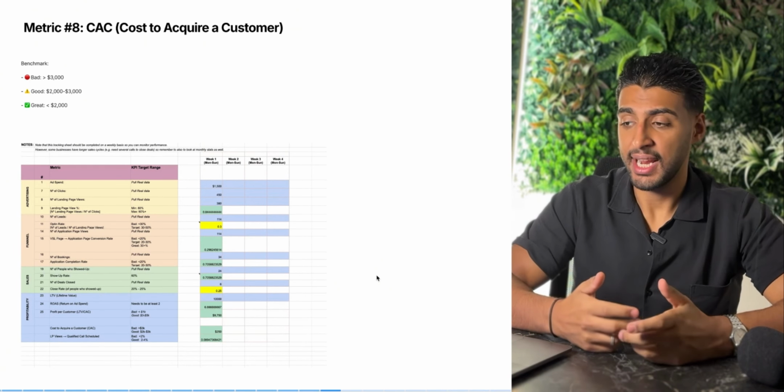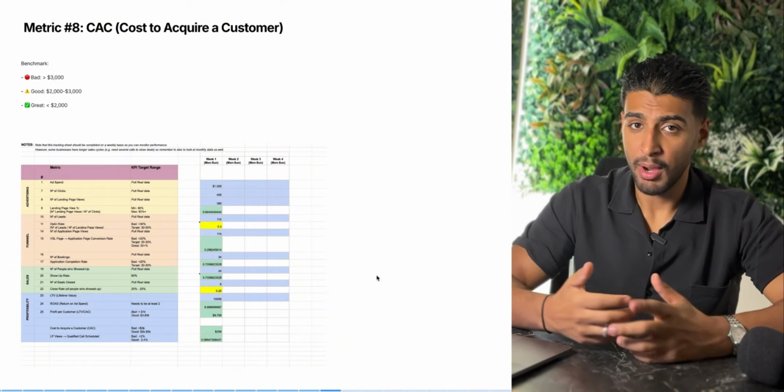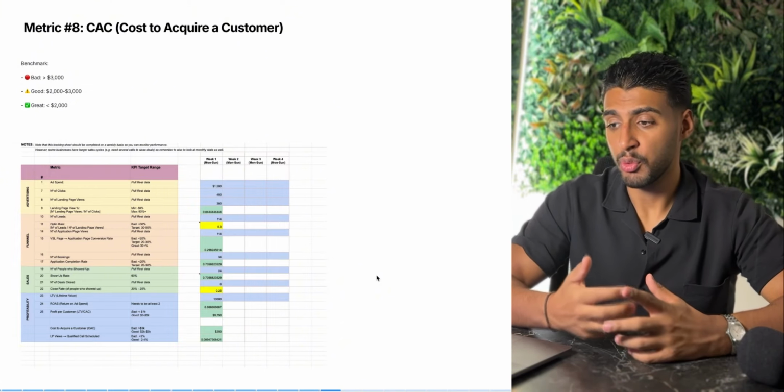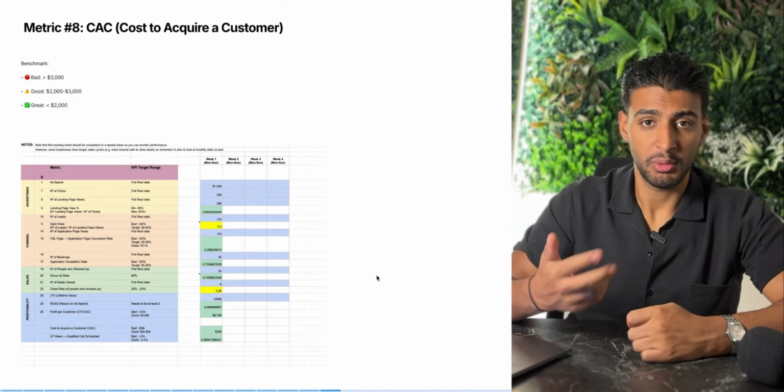The 8th metric is the CAC, which is the cost to acquire a customer. If it's above $3,000, it's bad. If it's between 2 to 3K, good. If it's below $2,000, it's going to be great, which is going to be green.